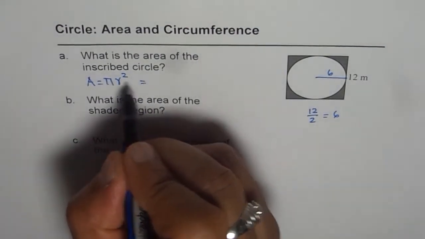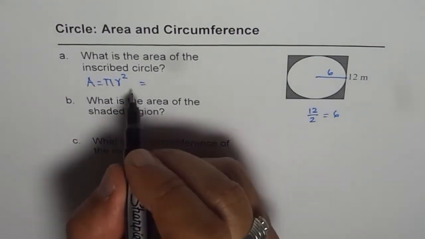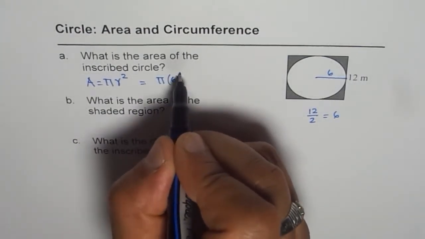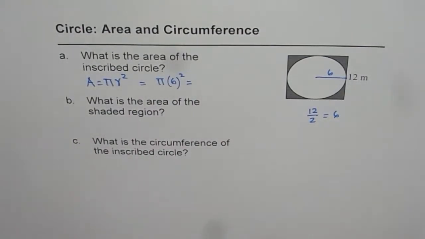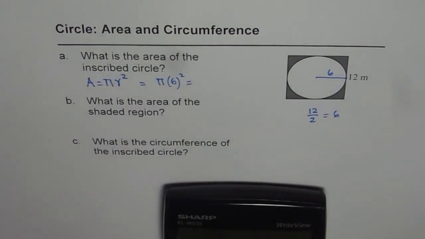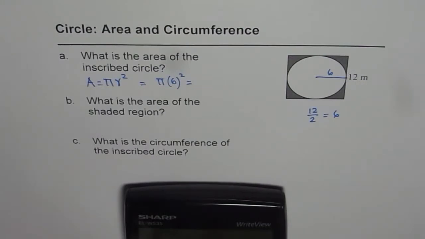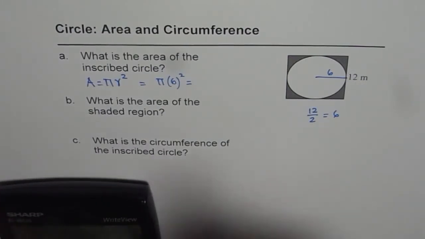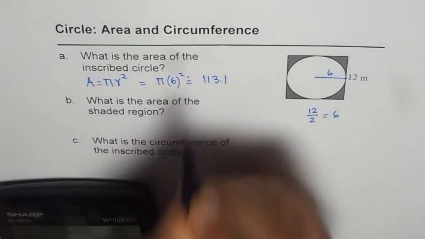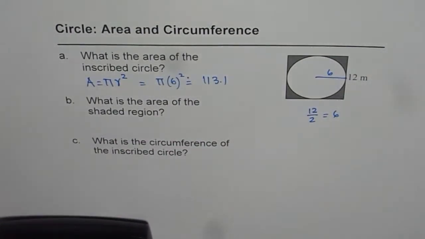So we can write r as 6, and so we'll write pi times 6 squared, and that is the area. The exact answer will be 36 pi, but let's calculate and round it to one decimal place. So we have pi times 36, which is equal to 113.09. So it is 113.1 approximately, right? So that is the area of the circle.